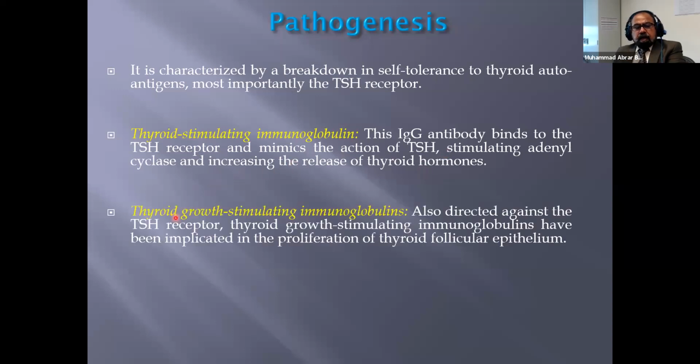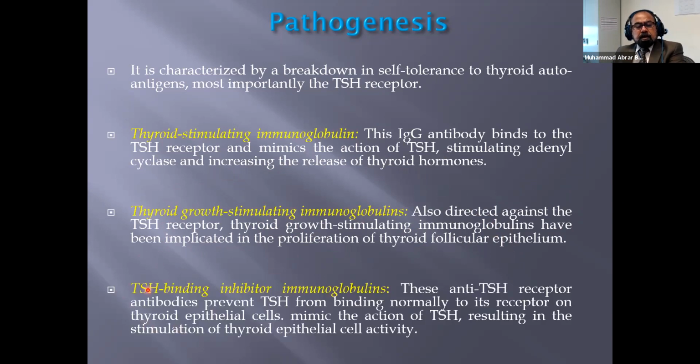Number two, thyroid growth stimulating immunoglobulin. These antibodies are directed against the thyroid receptor again, and thyroid growth stimulating immunoglobulin has been implicated in proliferation of the thyroid follicle. So these immunoglobulins cause proliferation of the thyroid follicles.